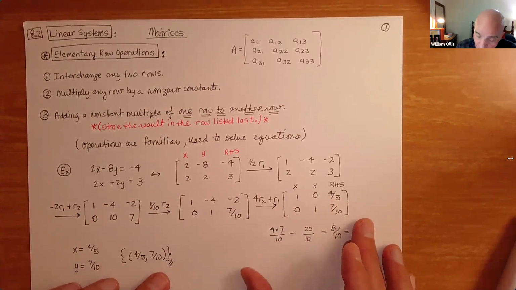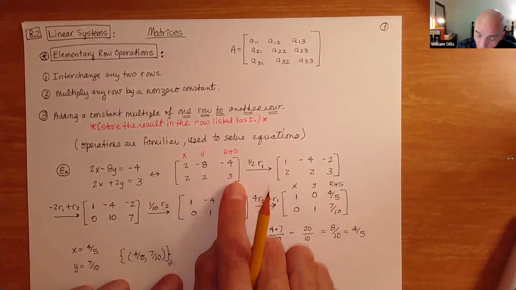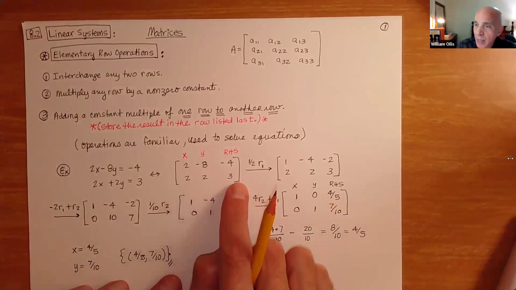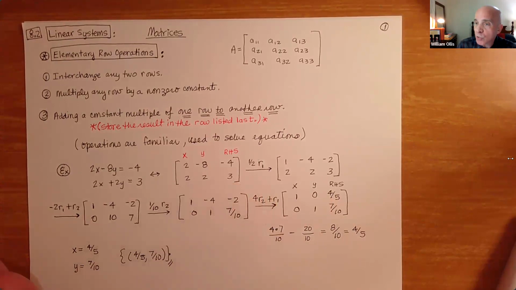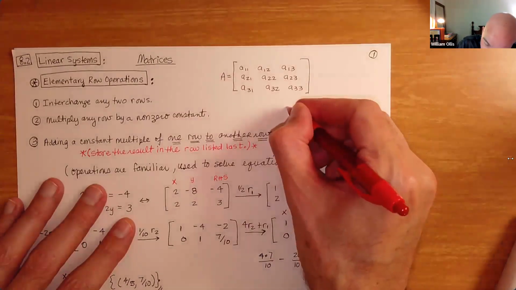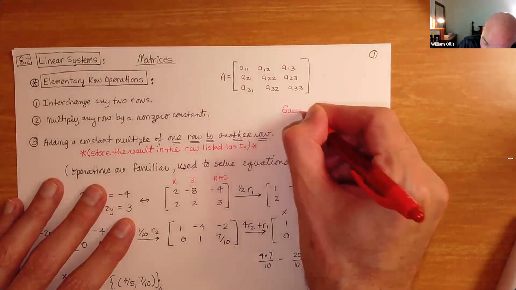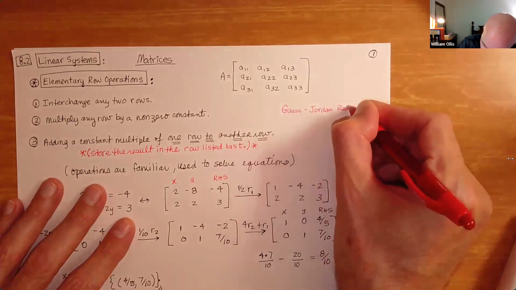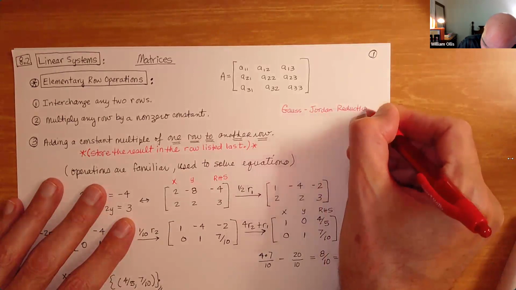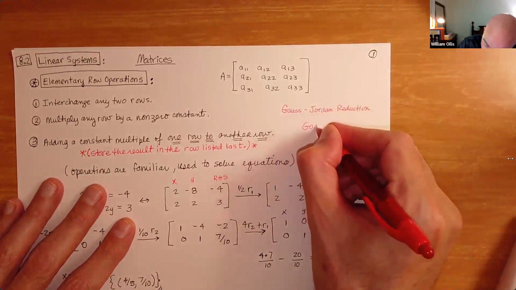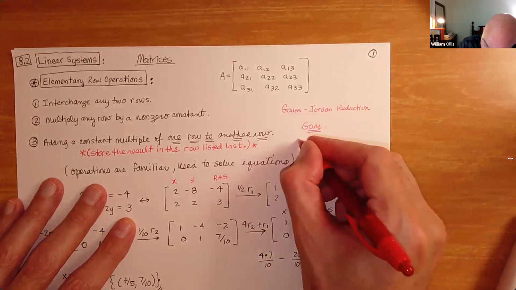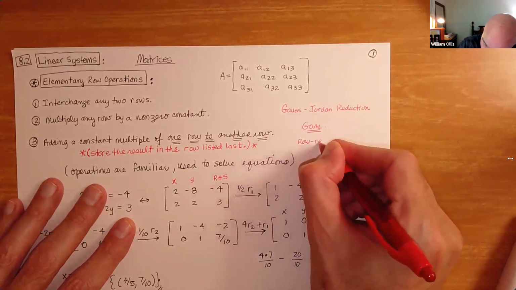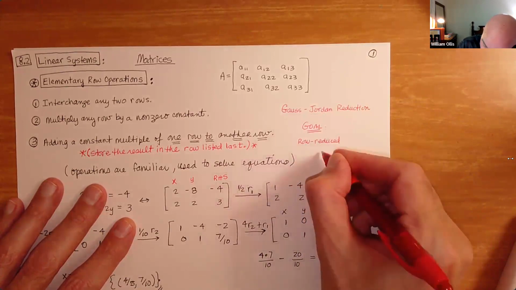Now, notice when we look at this, one thing that we want to do with the row operations is to achieve what we call a row reduced echelon form. Now, this technique is called Gauss-Jordan reduction. And the goal is row reduced echelon form.